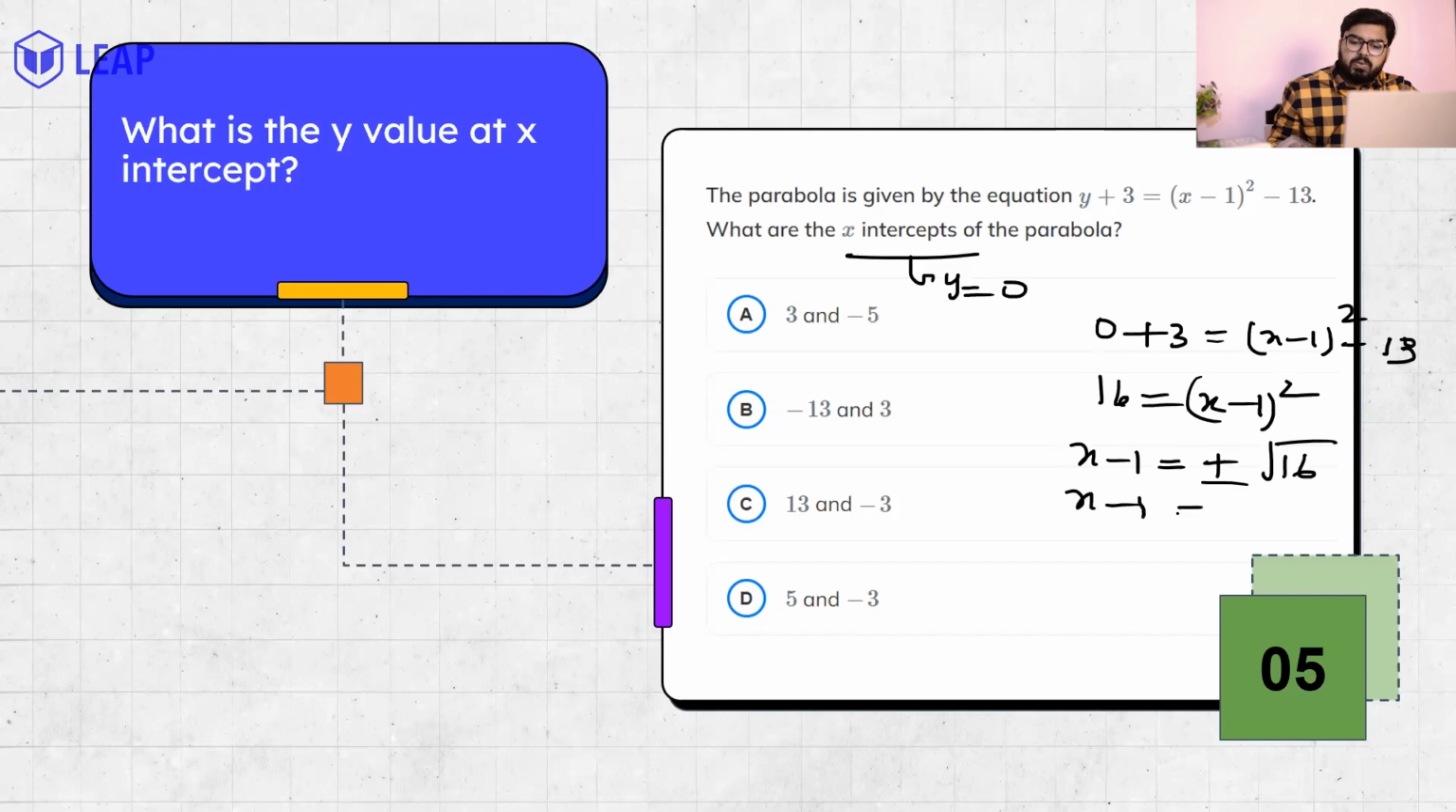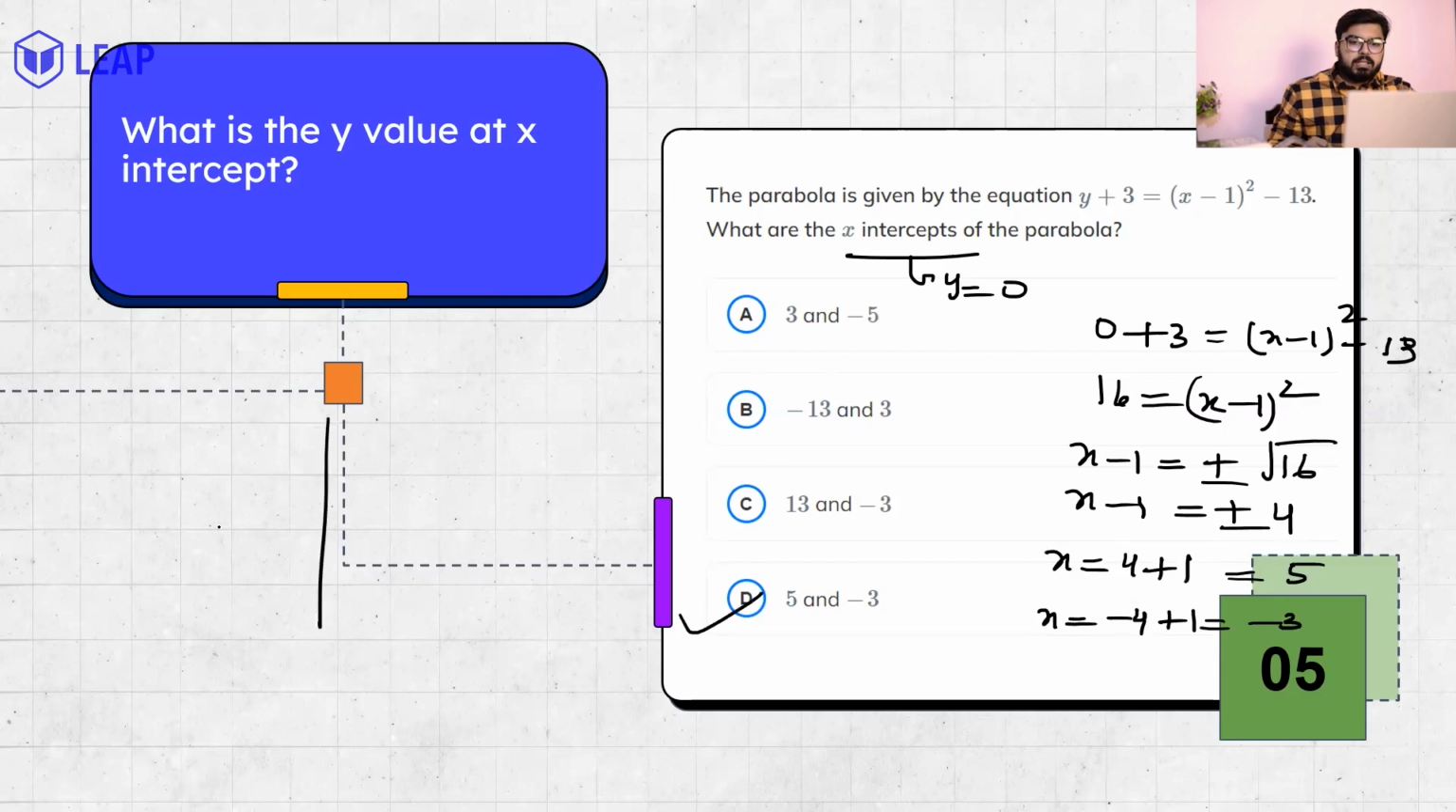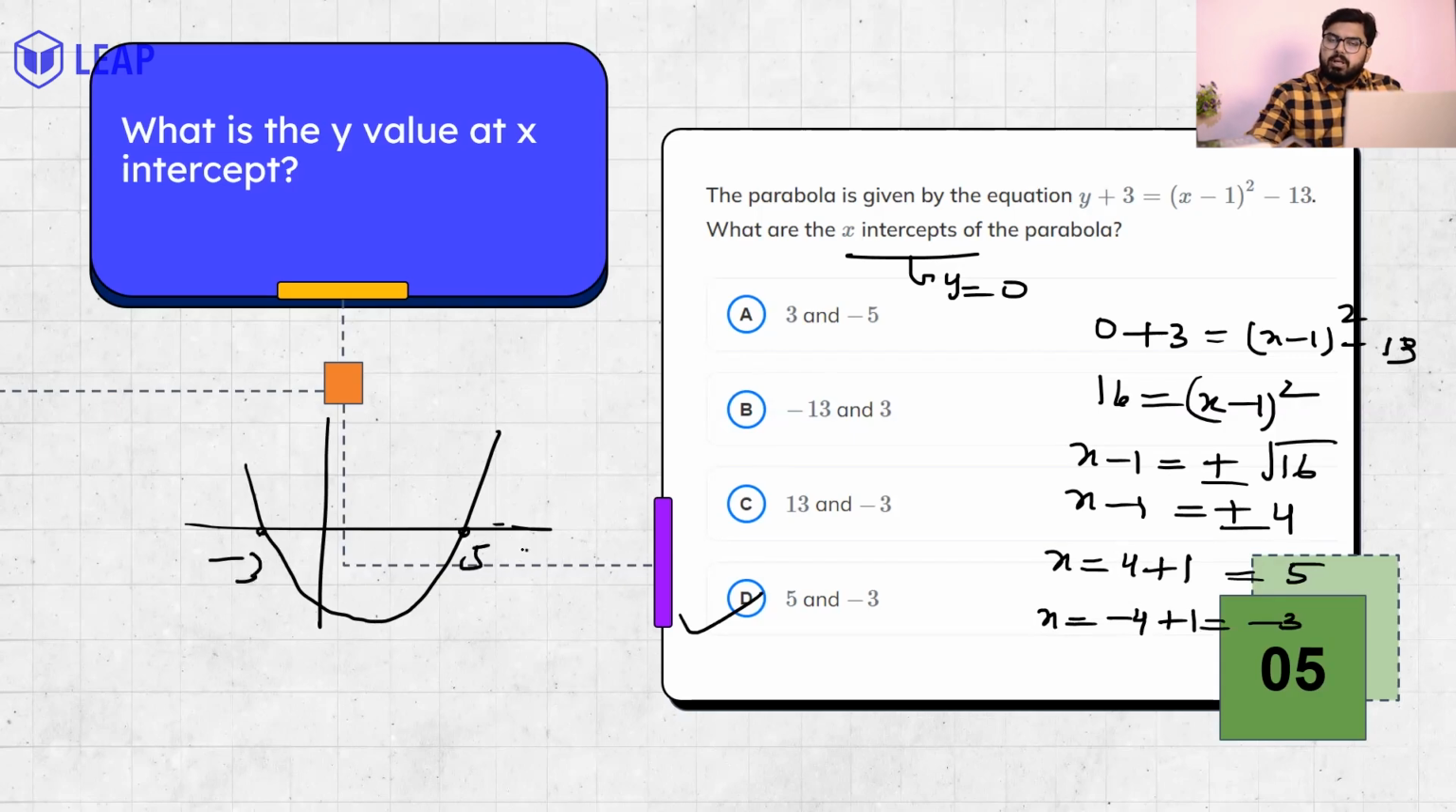So x minus 1 equal to plus minus 4. So x equal to 4 plus 1 and x equal to minus 4 plus 1, right? So x equal to 5 and minus 3. So the x-intercepts of the parabola are 5 and minus 3. Okay, 5 and minus 3. This will be the x-intercept, right?